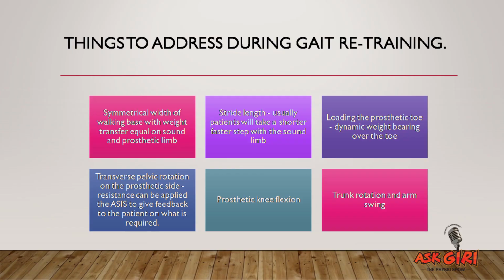And also core stability and trunk control, the trunk rotation and arm swing, are very important, because your trunk rotation is very important for the pelvic rotation and arm swing. This goes hand in hand with your gait training. And also how to load the prosthetic leg, how to load the prosthetic toe. That is very important. And maintaining your stride length.